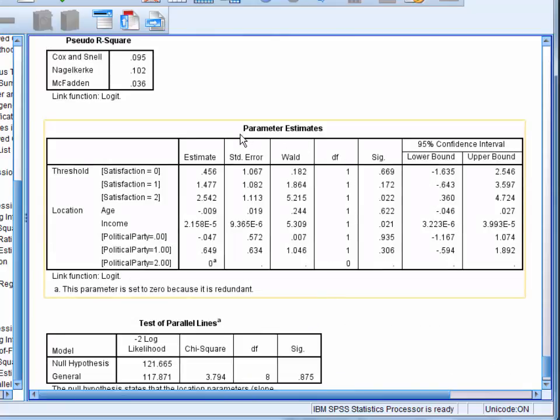Next, we look at the table of parameter estimates. We want to look at the location rows. These are the effects of our covariates. We can see here that income was the only significant predictor, indicating that as annual income increased, the level of satisfaction with preferred political party decreased.